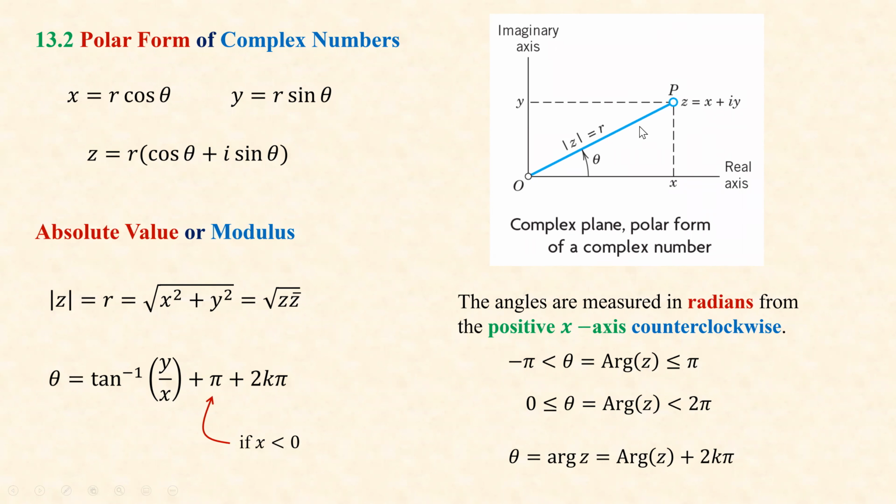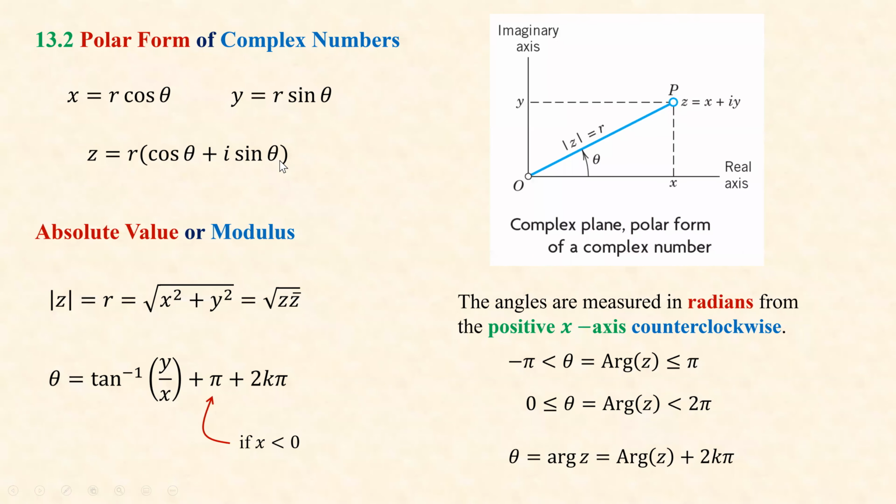And we can represent this complex number by r and theta. And also we can represent it by x and y. And x and y are related to r and theta like this. x is r cosine theta and y is r sine theta. And therefore, z can be written as r cosine theta plus i r sine theta, or usually we factor r. And r is the modulus, and it's written like that, as we said.